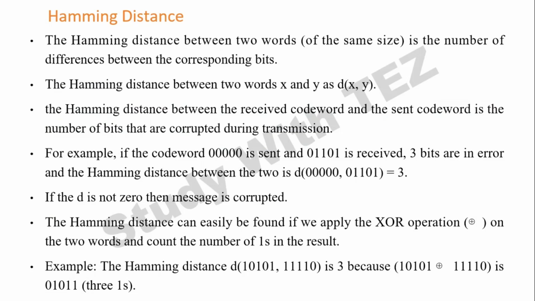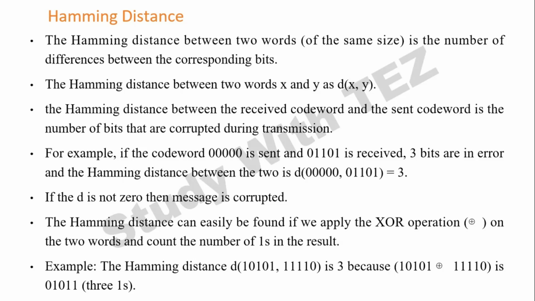Next, what is Hamming distance? Hamming distance between two words is the number of differences between the corresponding bits. That is, if any two words are given and you apply an XOR operation between those two, you count the number of ones in the result. If the number of ones is 2, then we say the Hamming distance is 2. Likewise, the number of ones in that result gives the Hamming distance. So Hamming distance is found by XOR operation.